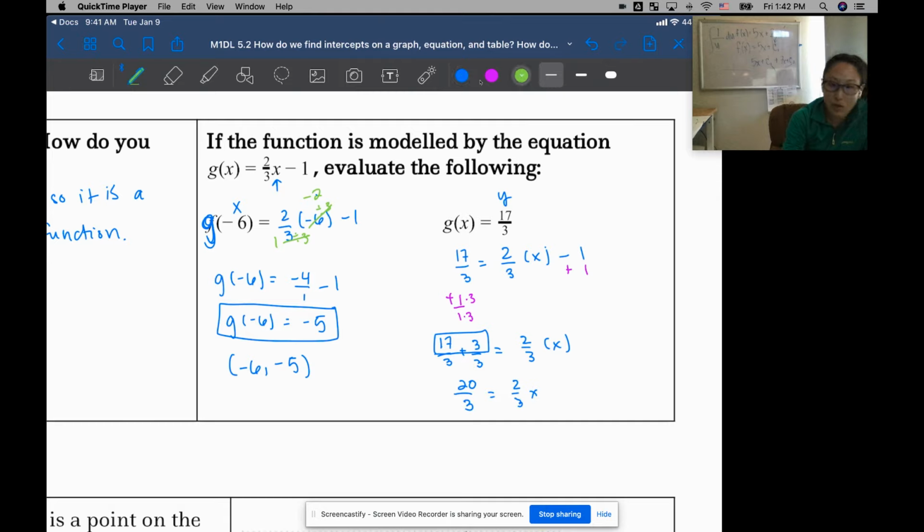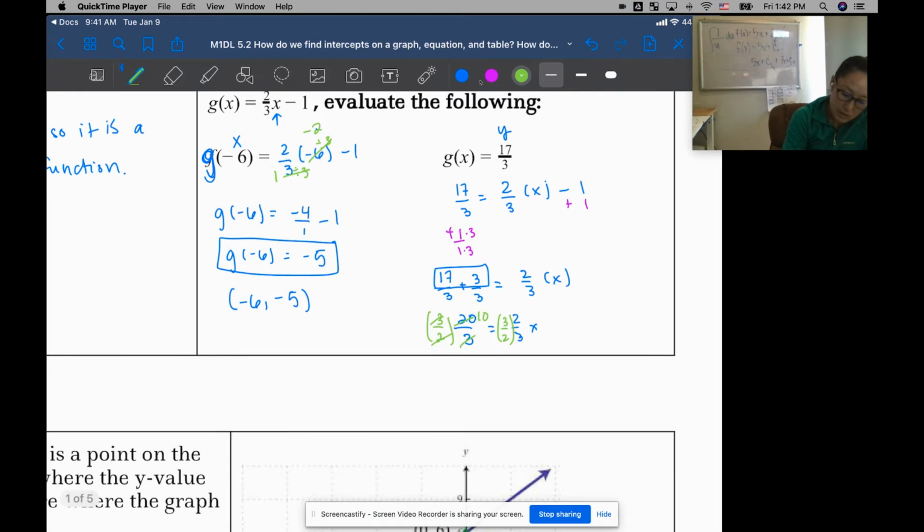To get rid of the coefficient of 2/3, I'm going to multiply by the reciprocal, 3/2. The 3s divided by 3 cancel, and 20 divided by 2 is 10. So I get 10 is equal to 1x. So 10 is equal to x. So when x is equal to 10, I get 17/3 as my y value.